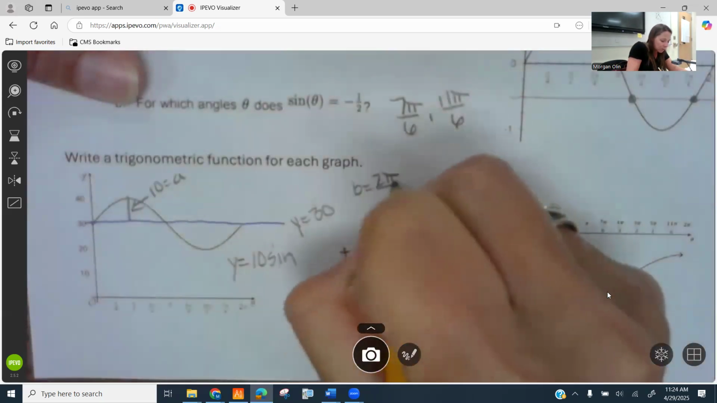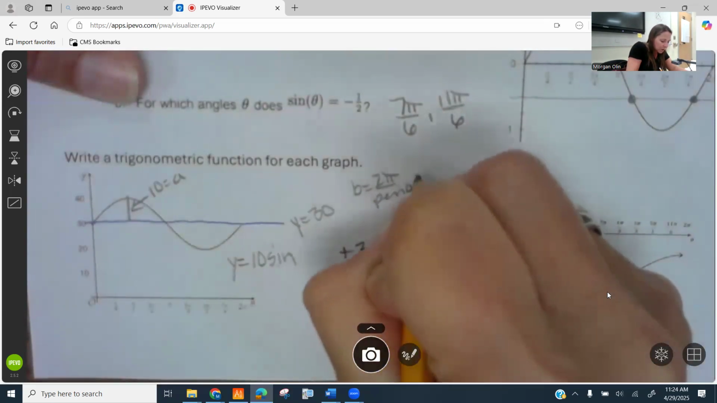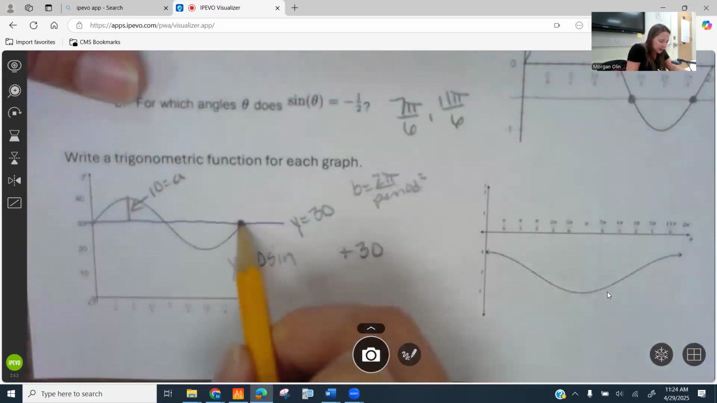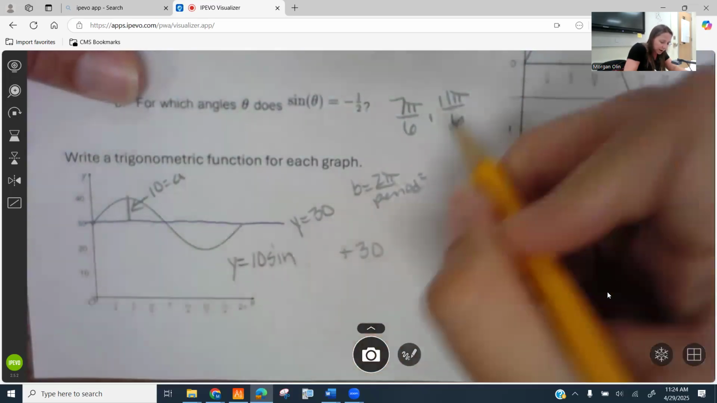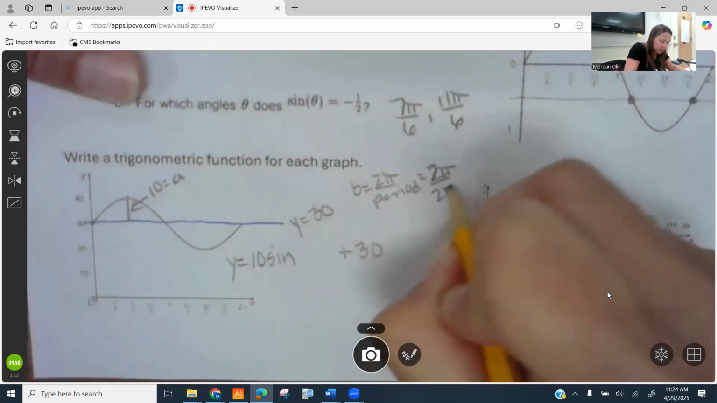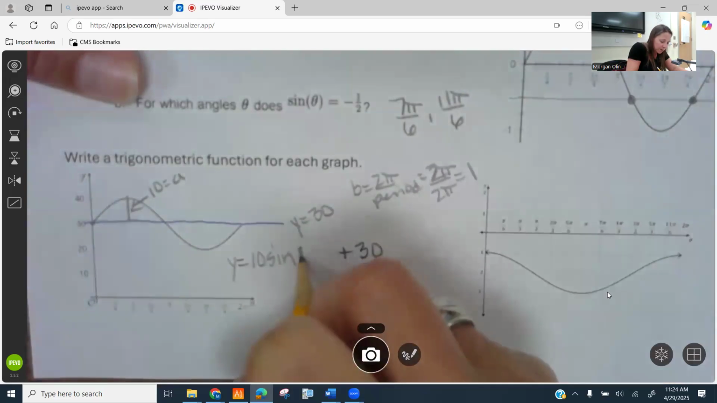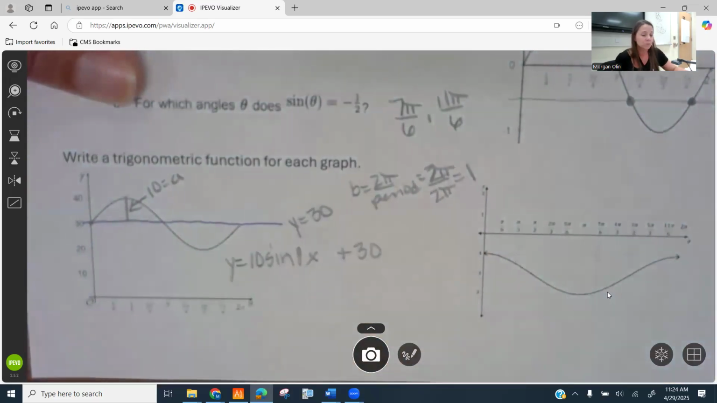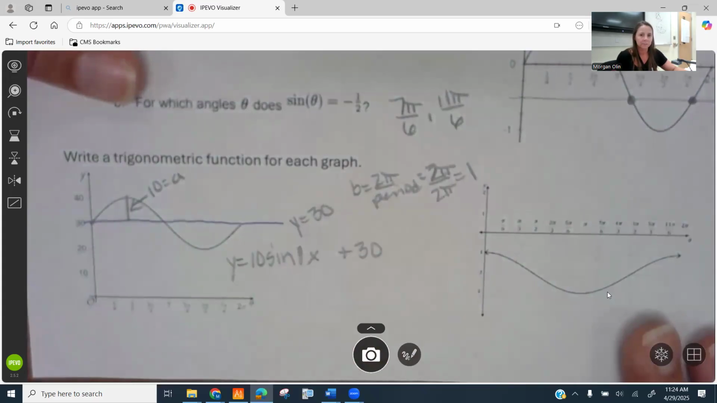equals 2 pi over the period. The period is the length of one cycle. So it goes from 0 to 2 pi, so you're going to have 2 pi over 2 pi. What is that? 1. So my B value is 1. And then I just put x. We're not going to talk about a phase shift, plus or minus x anything.